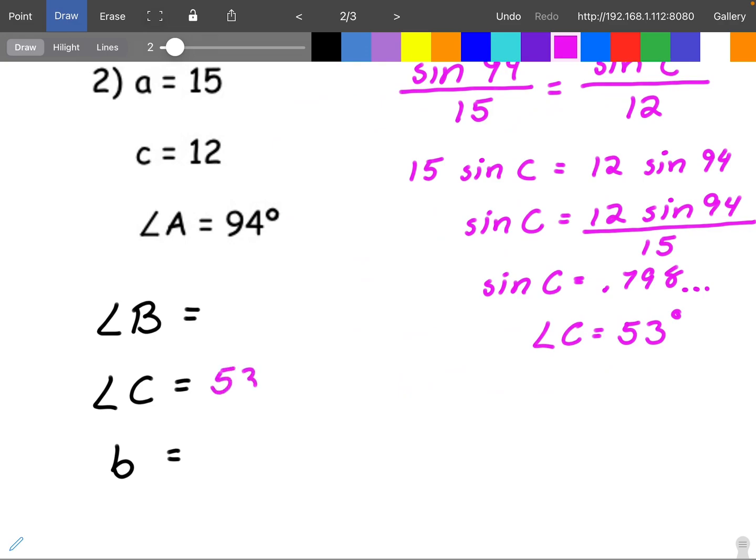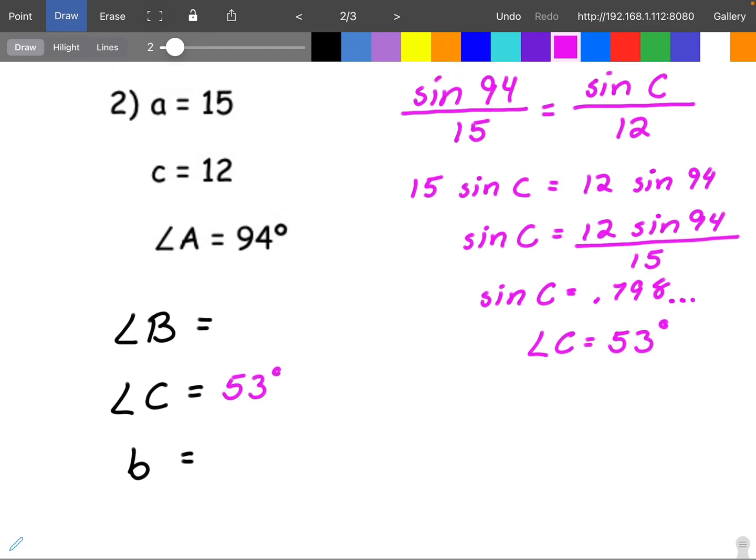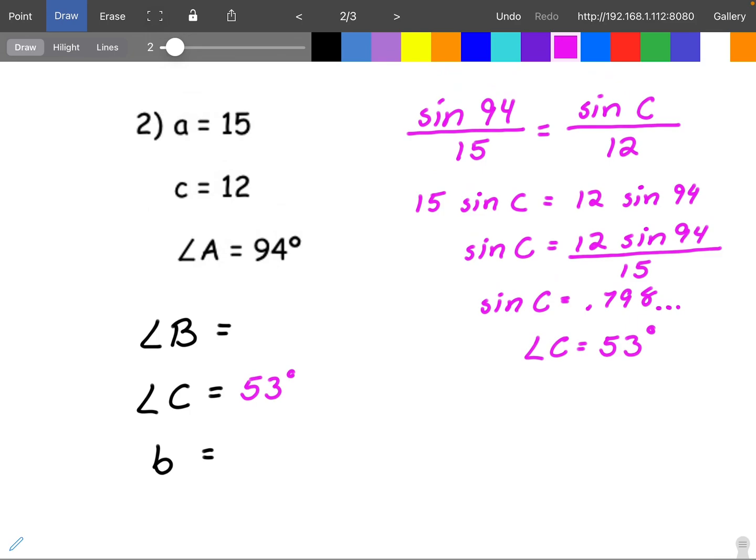We know angle C is 53 degrees. Okay, well now I know two of my angles. I know angle A and I know angle C, which means angle B is really easy to find because all I have to do is take the two angles I know. So I know that angle A is 94. I know that angle C is 53. I can add those together and I get 147. Then I can subtract that from 180. And then I get that angle B will be 33 degrees.